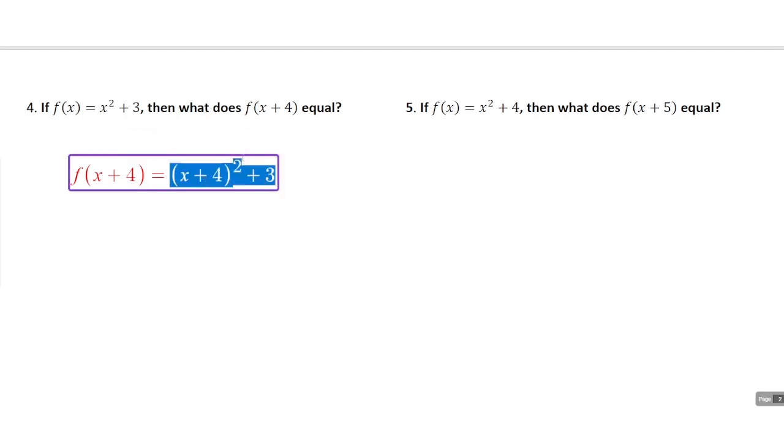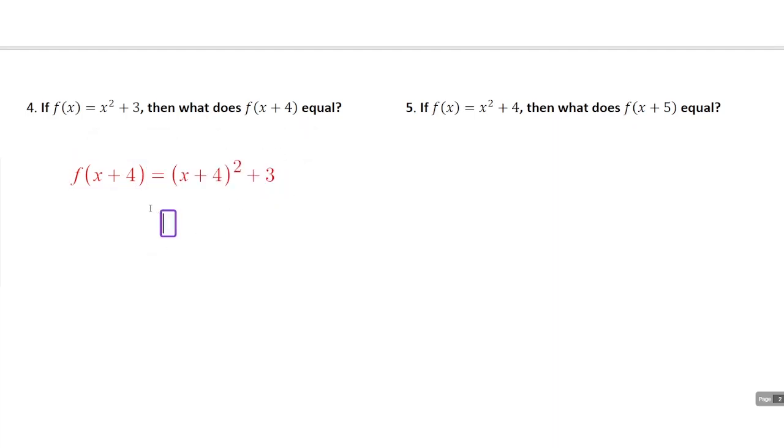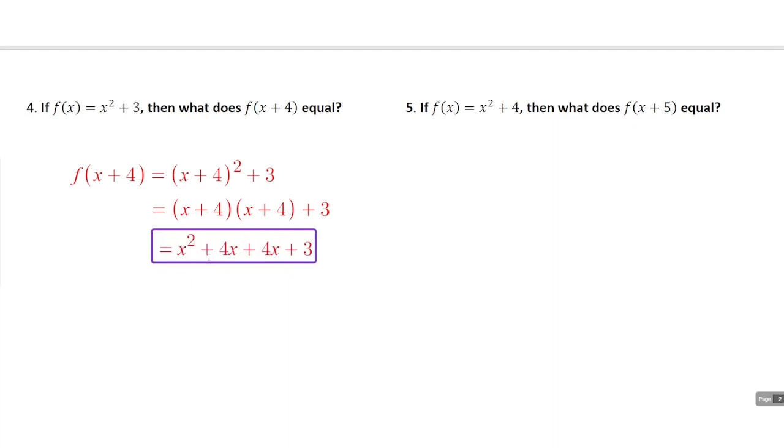This is correct, but most likely the answer choices are going to be in standard form. So let's go ahead and multiply this out. X plus 4 squared is going to be x plus 4 times x plus 4. So when you multiply that out, you have to distribute each term in the first binomial to each term in the second binomial. So x times x is going to be x squared. X times 4 is going to be 4x. And we actually have that twice.